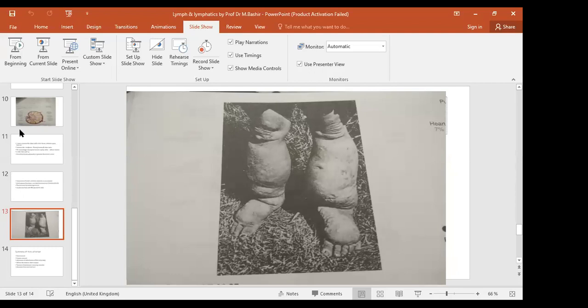Similarly, when infection occurs, then the lymph nodes enlarge and they become swollen and they become tender as well. They are usually painful. And in such condition, the person develops fever even.